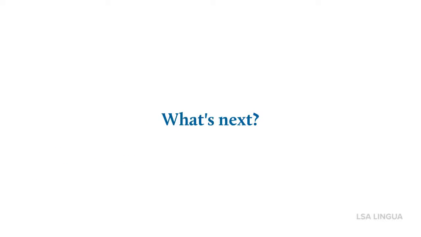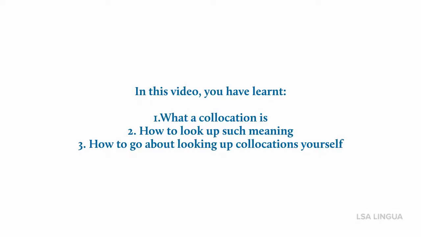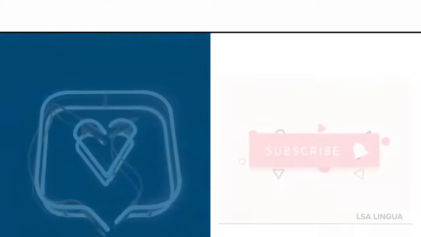Alright, so what you can do now is at any time when you want to look up something yourself is just start out with one of these 2 dictionaries and perhaps contrast that to, let's say, the Cambridge Online Dictionary. In this video, you've learned what a collocation is, how to look up the word collocation in regular dictionaries, and how to go about looking up collocations yourself.